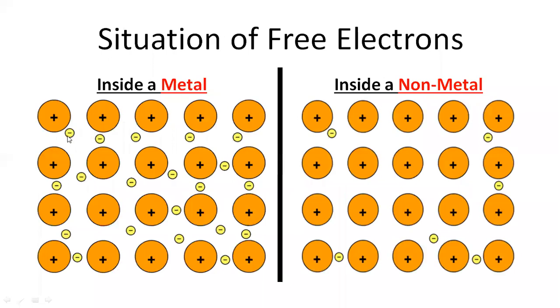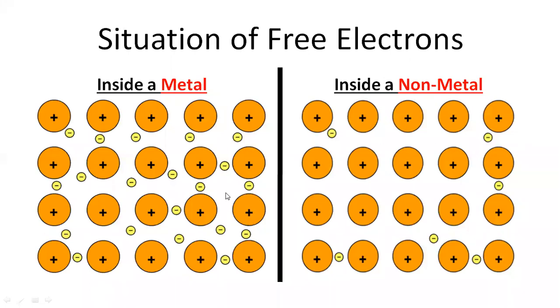Now focus on these shorter circles. These are electrons, but these are not any electrons. These are called free electrons, which are not inside the atom. They are outside the particular atom, hence they are called free electrons. Now compare the number of free electrons of a metal to a non-metal. You can see there are so many free electrons inside a metal, but in non-metal there are so few.